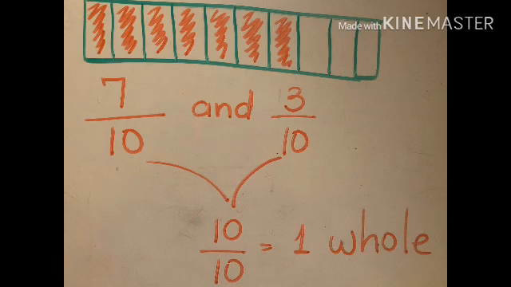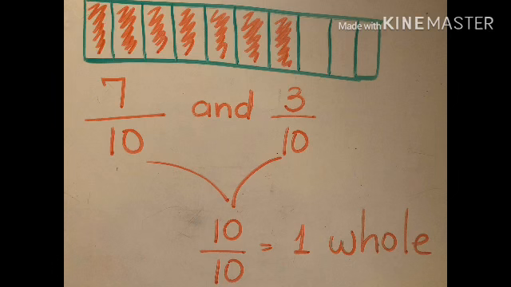Let's see this second example. We have a whole that has been partitioned into equal parts, in 10 equal parts. Some of these parts are shaded. Let's count to see how many parts are shaded. 1, 2, 3, 4, 5, 6, 7. 7 pieces are shaded. So the fraction that I can use for this shaded part is 7/10.